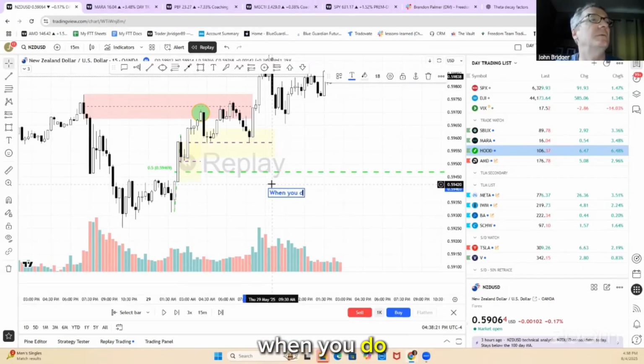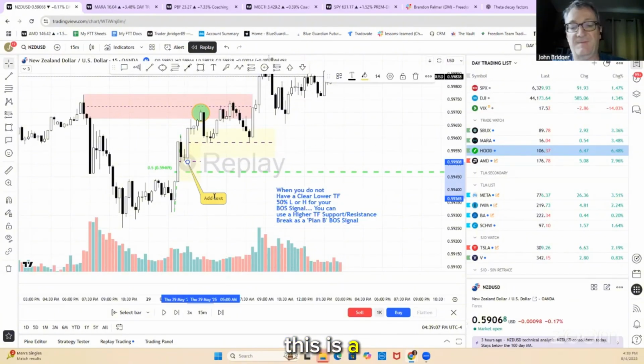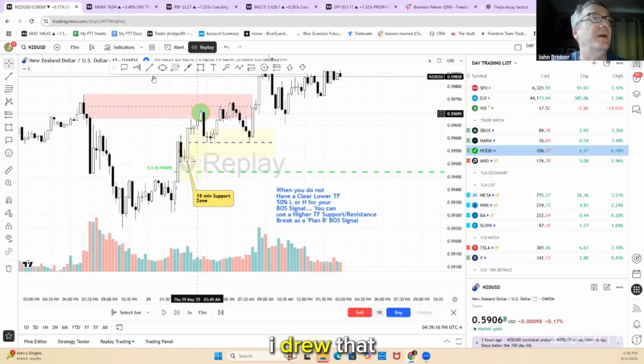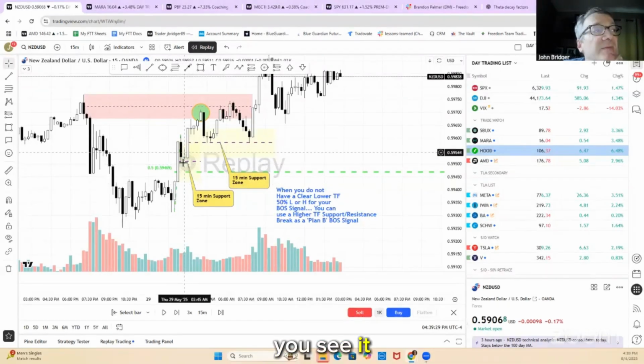When you do not have a clear lower time frame 50% low or high for your BOS signal, in this case, let's note here, this is a 15-minute support zone. You see how I drew that? I wanted to ask what qualifies that 15-minute support zone as a level of support. The fact that you see it never broke.